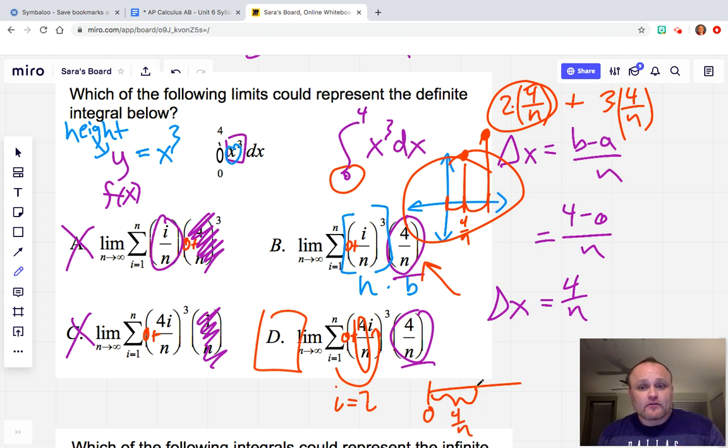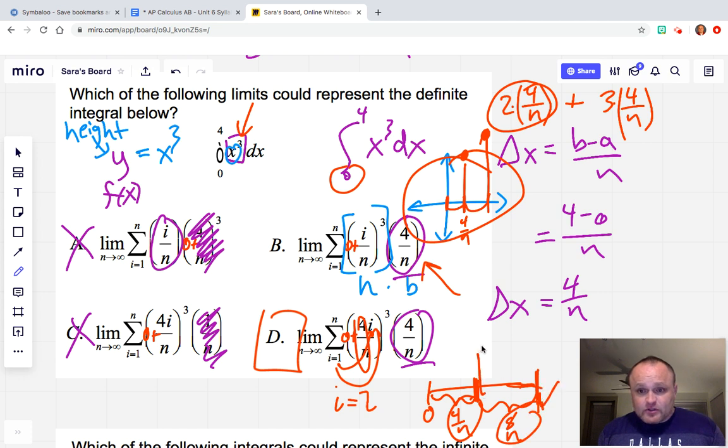So the first y value will be f of 4 over n, but cubed, okay? Because the function is an input cubed. So the second one would be 8 over n, because you jumped another 4 over n, okay? So each width is 4 over n. And the only one that shows you this is D, because if you plug in 1 for i, you get 4 over n, which is that one right here. When i is 2, you would get 8 over n, which is that second y value right here.